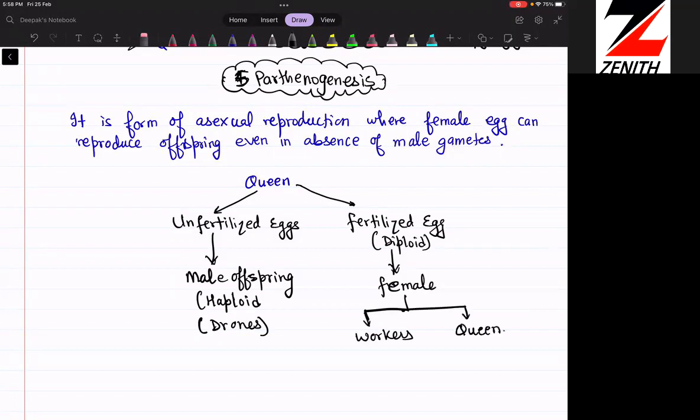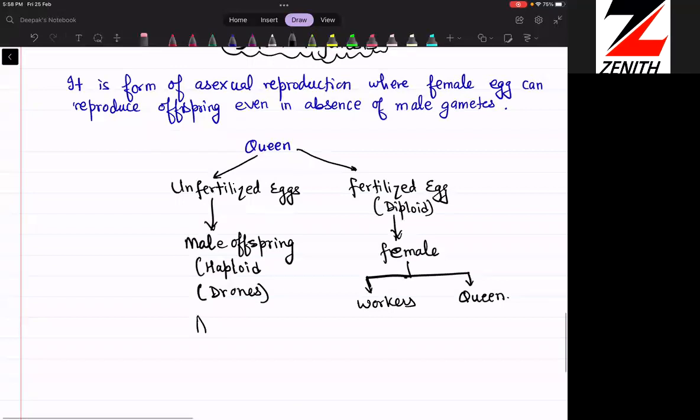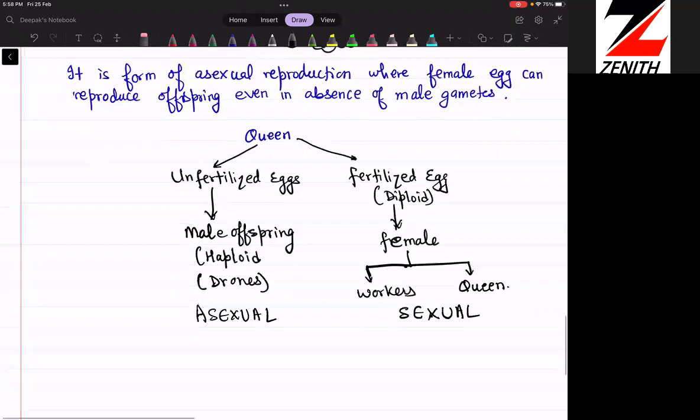So here the bee is showing asexual reproduction. And this is the bee showing sexual reproduction. So it's showing both sexual and asexual. This asexual is what we'll call parthenogenesis. Parthenogenesis.